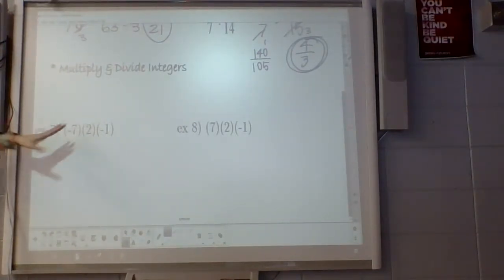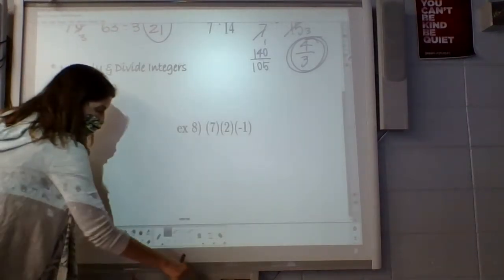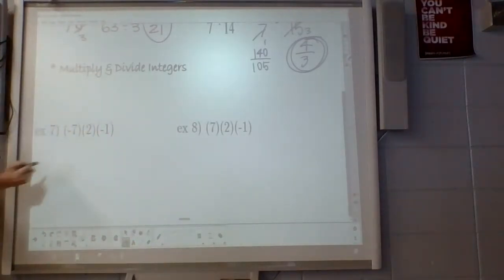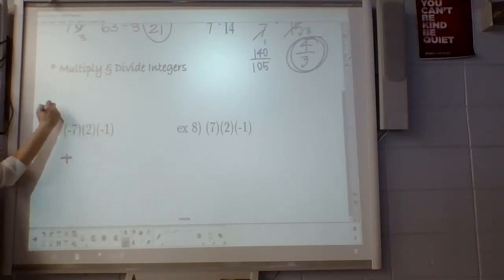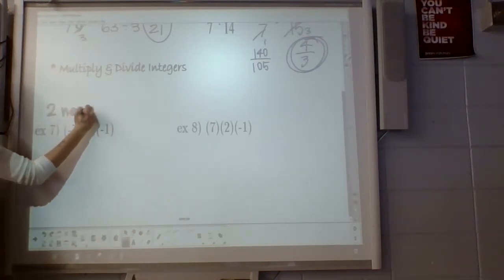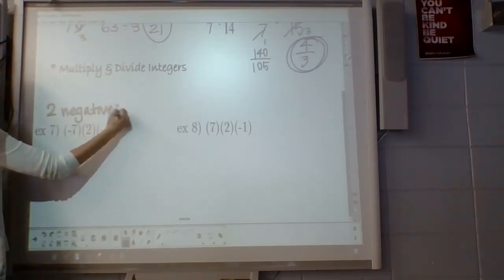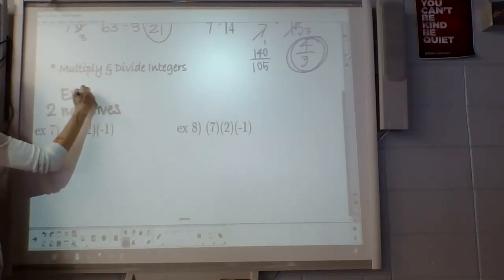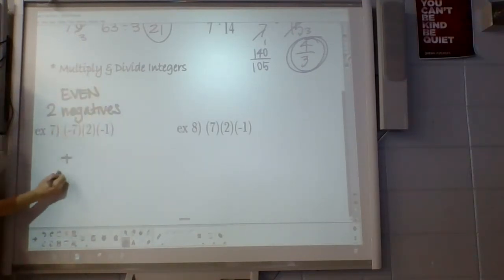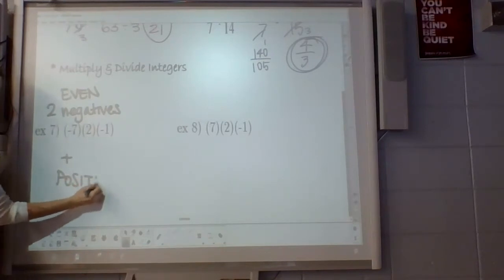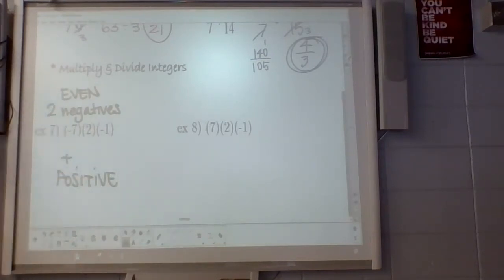So 7, what do I know about the answer already? It's going to be positive, because there are 2 negatives, and that's an even number. That gives me a positive answer. It doesn't matter which numbers are negative and which are positive. It just has to do with the number of negatives. And this is only for multiplication and division.